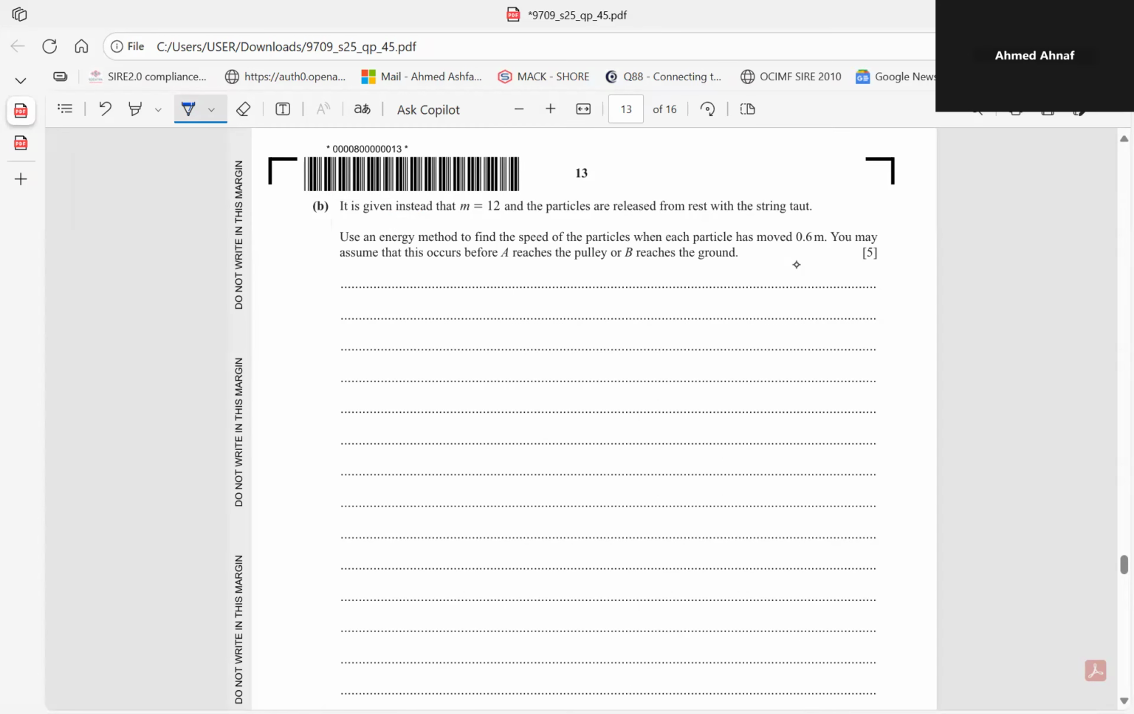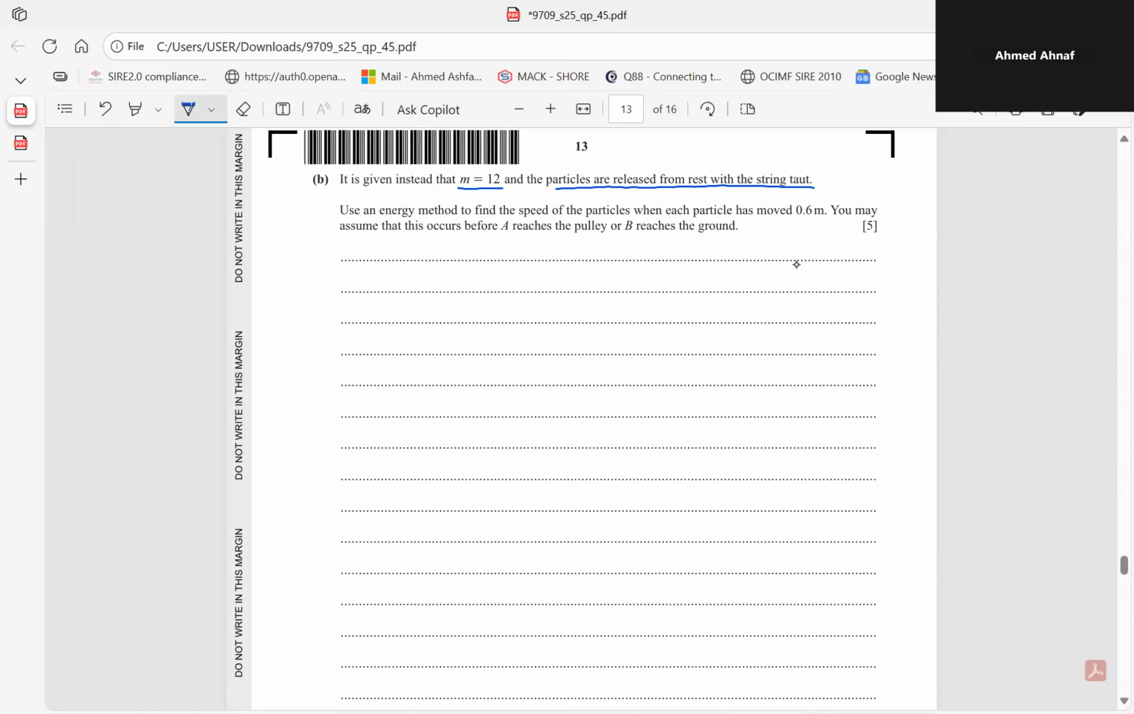Okay, so for the final part, we're told that instead, m equals 12 and the particles are released from rest with the string taut. So we have to use an energy method to find the speed of the particles when each particle has moved 0.6 meters. You may assume that this occurs before A reaches the pulley or B reaches the ground.